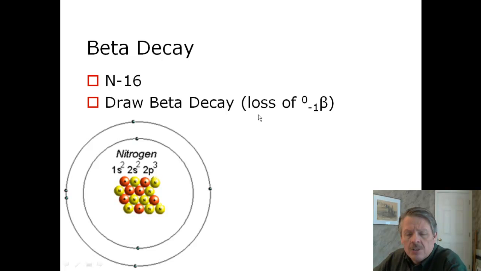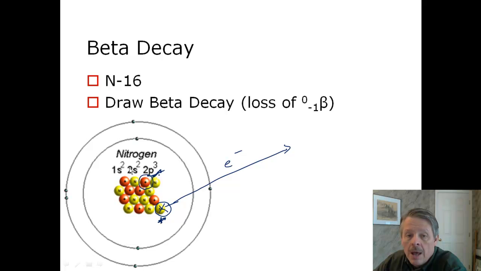All right, let's look at beta decay. Let's assume that nitrogen went through beta decay. So what happens? Well, when it goes through beta decay, we're going to take a neutron. And the neutron is going to split apart into a high-speed electron, which comes out here. And it changes from a neutron into a proton.